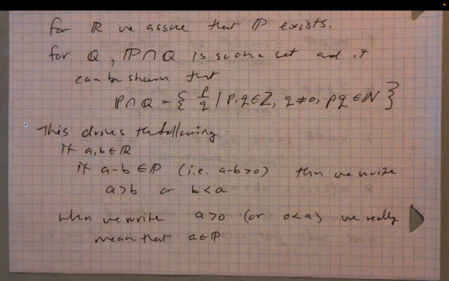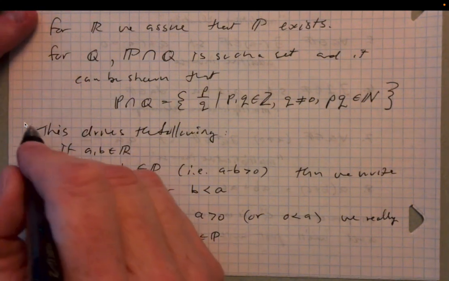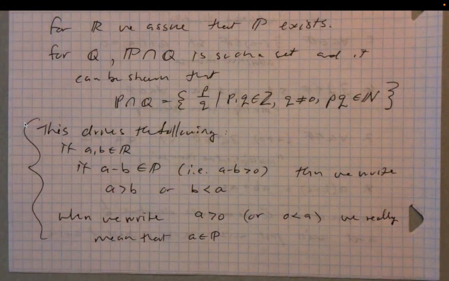Right, you should take those two things as meaning exactly the same. When we say A is greater than 0, what we're saying is A is part of this subset of the real numbers that we call P, or the positive real numbers. So all this ordering business comes from this idea of the real numbers being an ordered field.